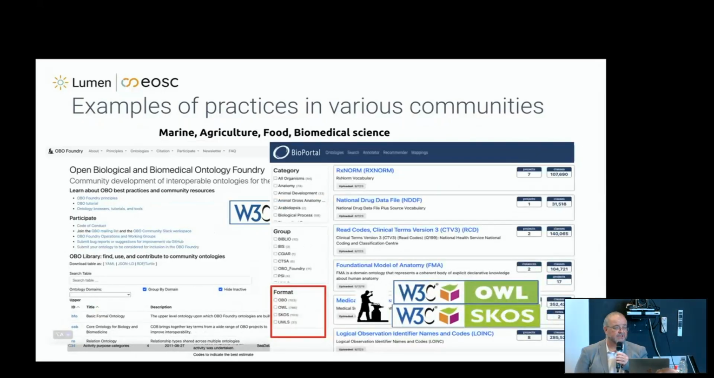BioPortal, which is a resource I used 15 years ago. Basically, it's still there, and it contains 1,000, now I think it's 1,200 ontologies on the biomedical domain. Most of them are in OWL, and several of them are in SKOS. So SKOS is used for taxonomies.